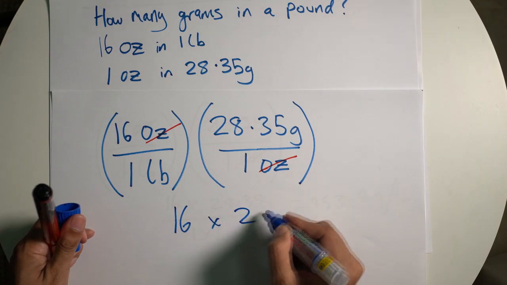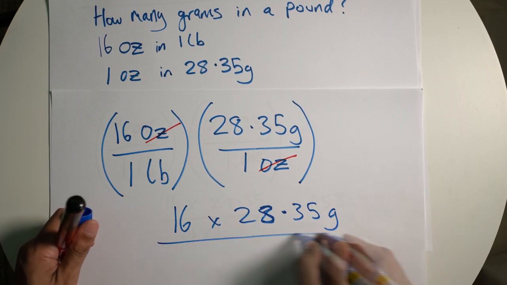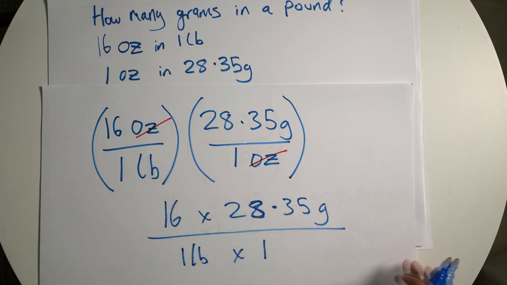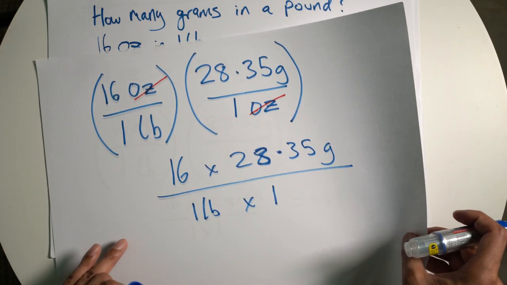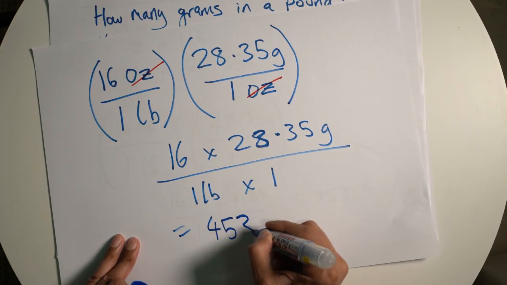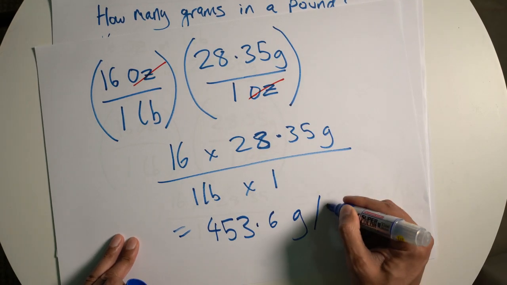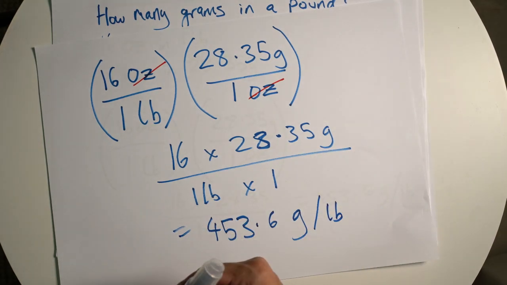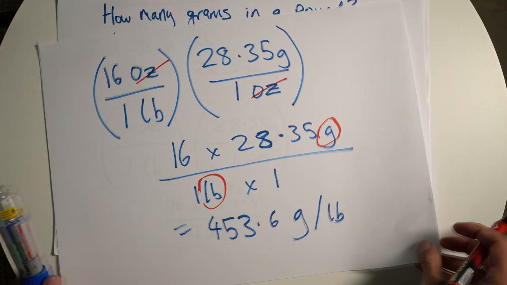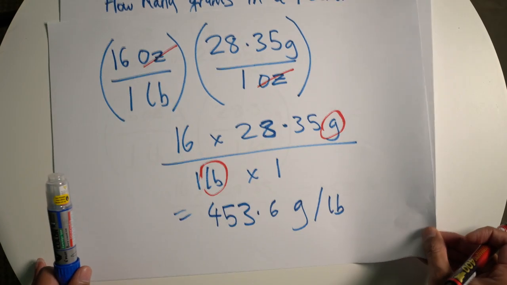16 times 28.35 grams divided by 1 pound times 1. We don't have the ounces there. So you multiply that out, you'll end up getting 453.6 grams per pound, because we've got this grams over here per pound, okay? Grams at the top, pounds at the bottom. It's as simple as that, really.